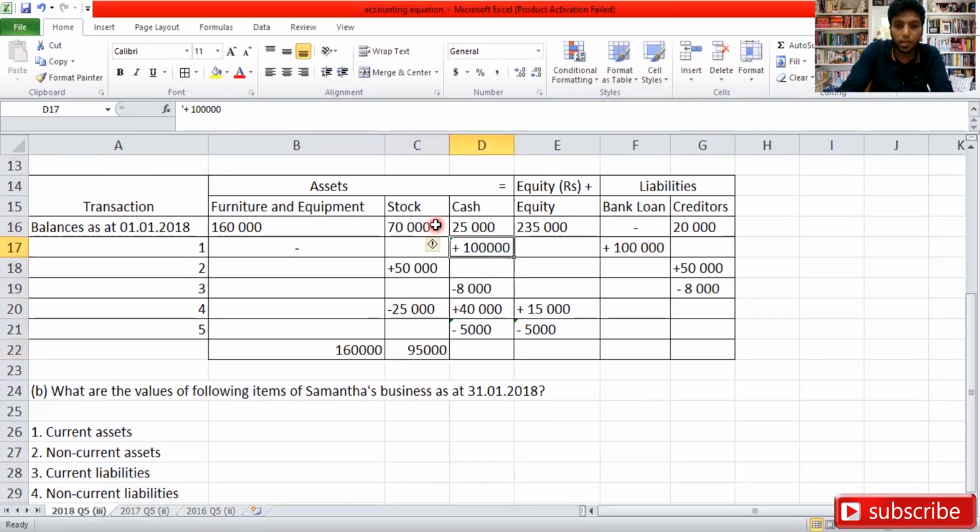Here I will record cash. So cash you are getting here 152,000. I will record here 152,000. Then I'm going to record here equity 245,000. I have bank loan 100,000 and I have creditors 62,000. So I have done with this.